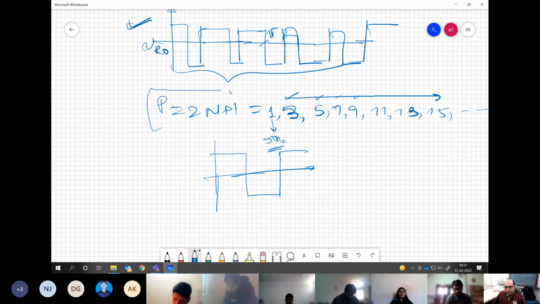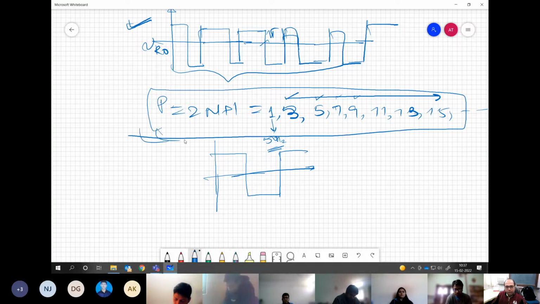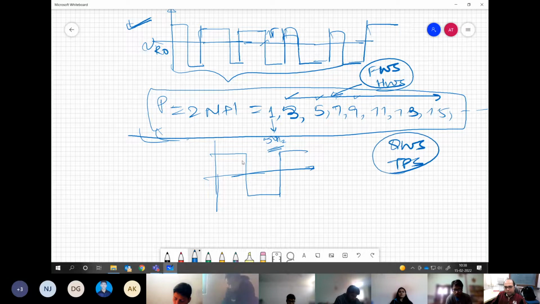So by having this kind of pulse number, we are inherently ensuring full wave symmetry as well as half wave symmetry. The other things, quarter wave symmetry and three phase symmetry, are up to the designer, how they want to have the angles within the cycle. But these two things ensure that you will not have any subharmonic and any even harmonic in the system.